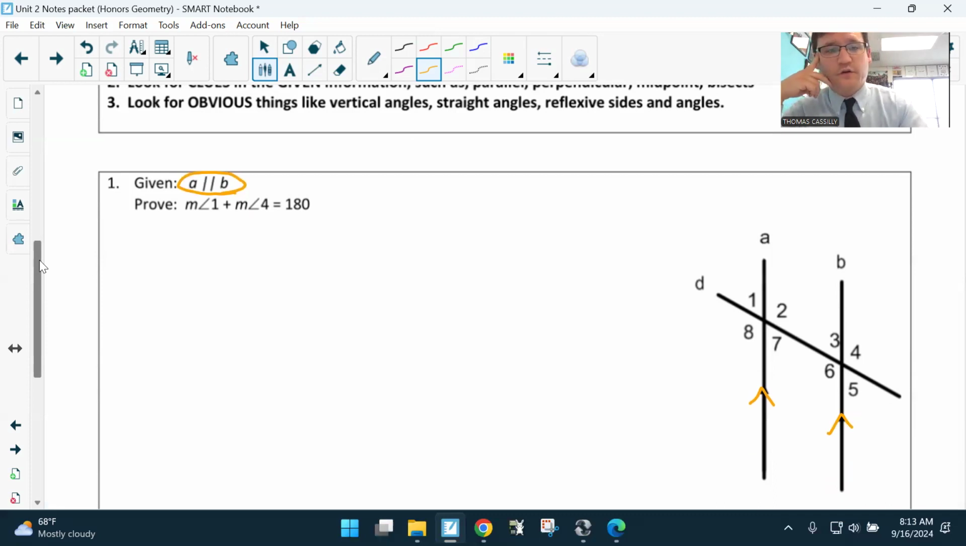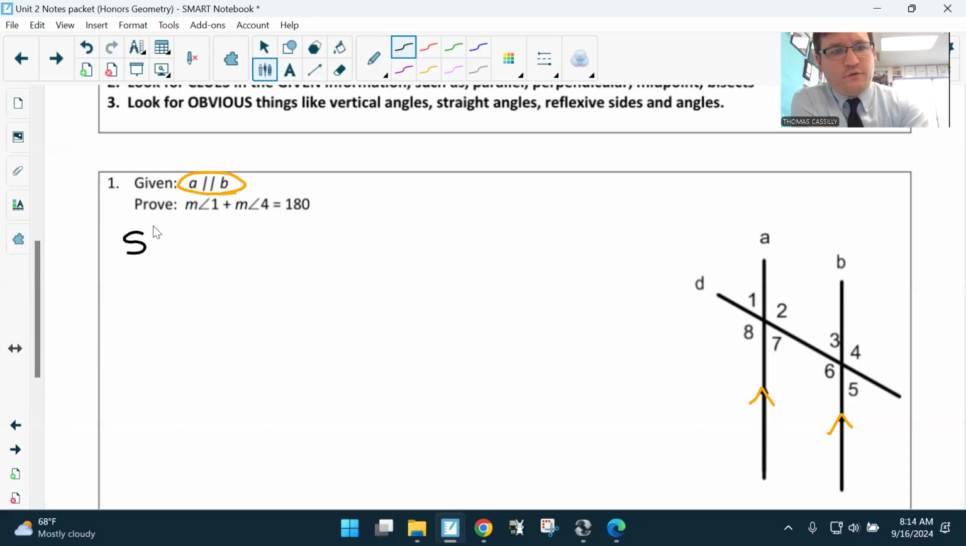So I know that those are congruent because we have those parallel lines. All right. Linear pairs, reflexivity, all of those things are still going to apply, right? So angle 1 and angle 8 are a linear pair. What does that mean? That means they are supplementary. All right. We use all of these things that we've talked about to do these proofs.